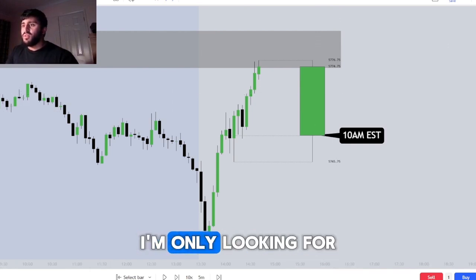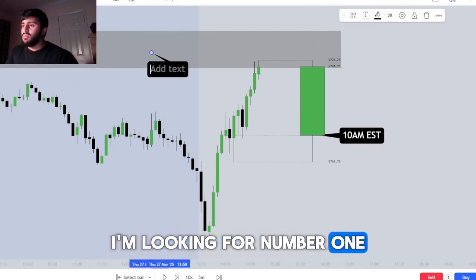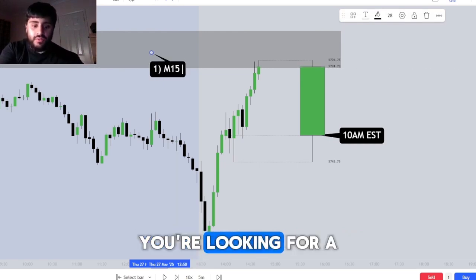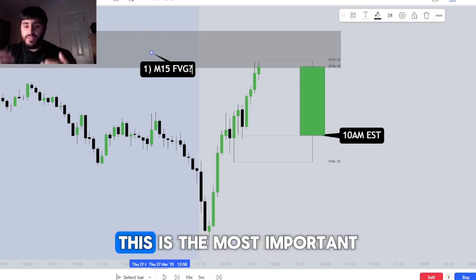So when I'm in session, I'm only looking for a few things. I'm looking for, number one, has price tapped into a 15-minute fair value gap, right? So first you're looking for a 15-minute fair value gap for entry. This is the most important thing.